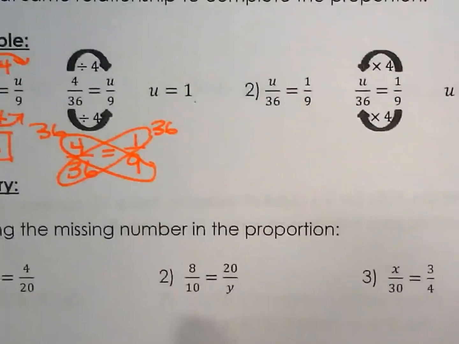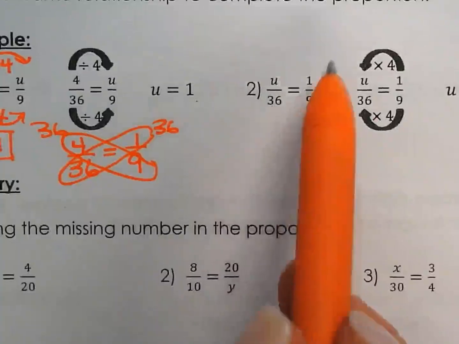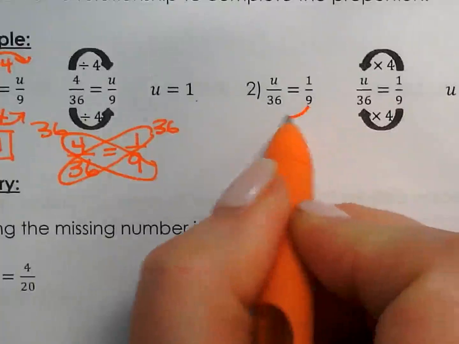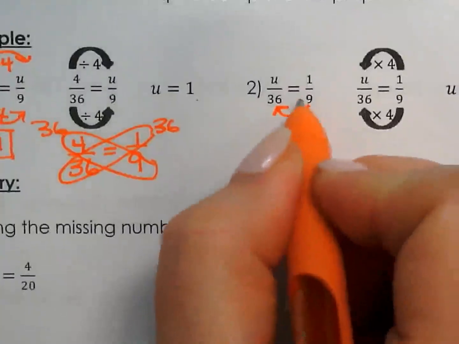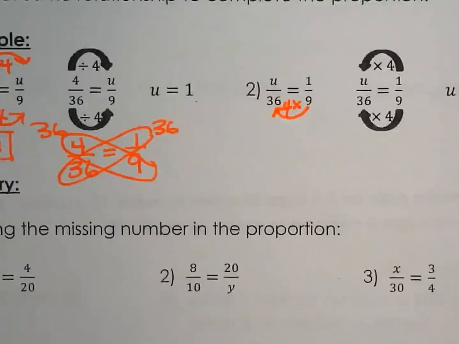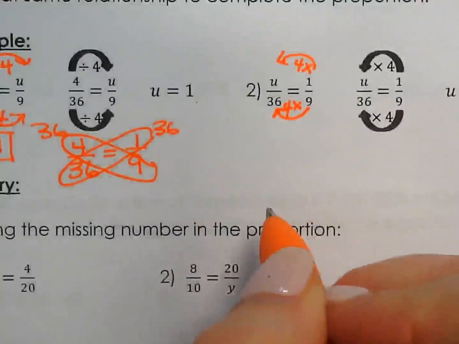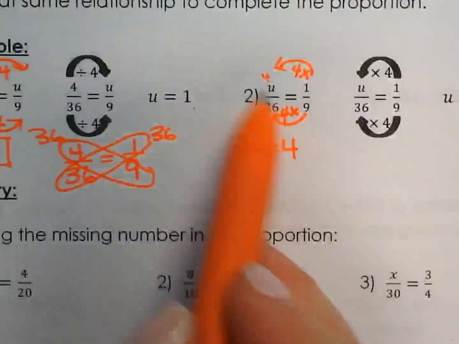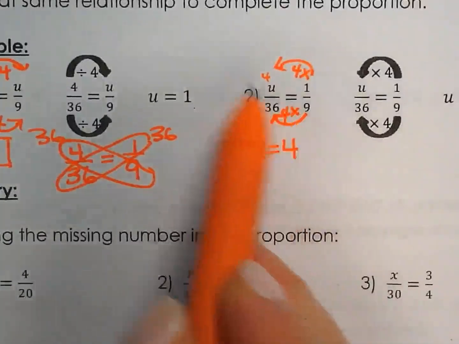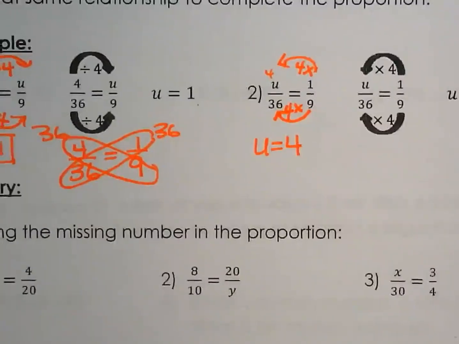Look at example number 2. Okay, in this case, I've given you the 1/9, and I've given you the 36, and we have to get to this u. How can I get from 9 to 36? Now, Henry. There we go. Now we're multiplying by 4. Whatever I do on the bottom, again, I'm always going to do on the top. So when I multiply by 4 up here, what's u going to be? 4. And again, we could cross multiply to prove it, right? If u is 4, what's 4 times 9? 36. And 1 times 36 is? 36. We can prove that we got it right. Okay? Does that make sense to everybody?